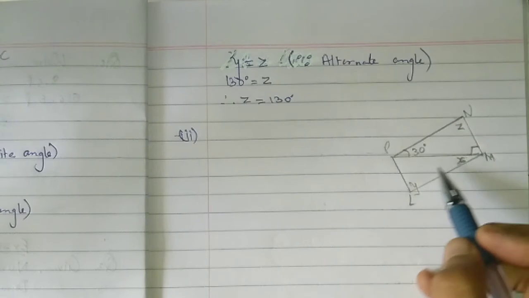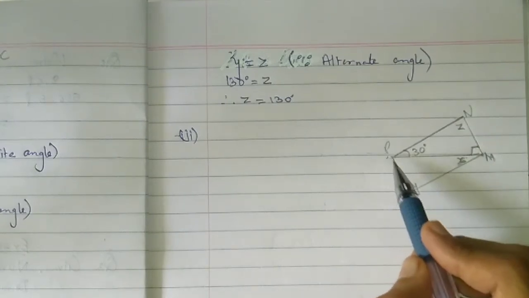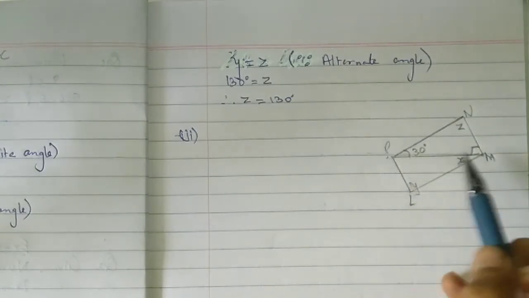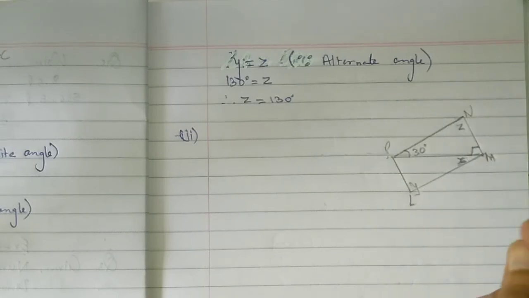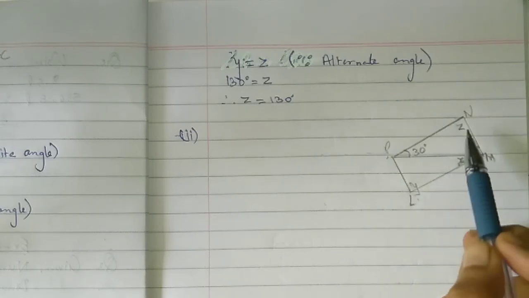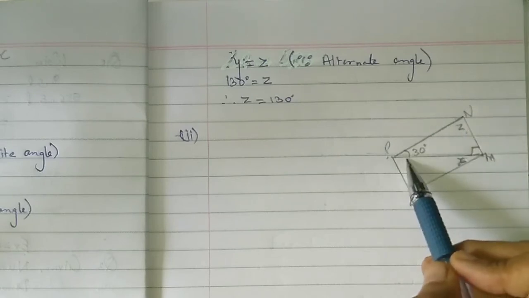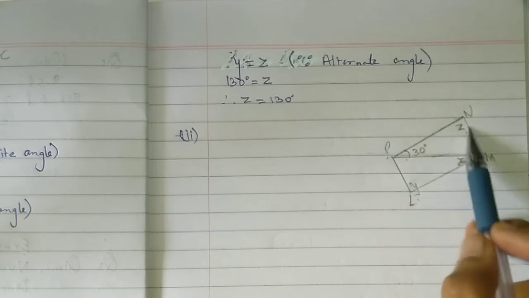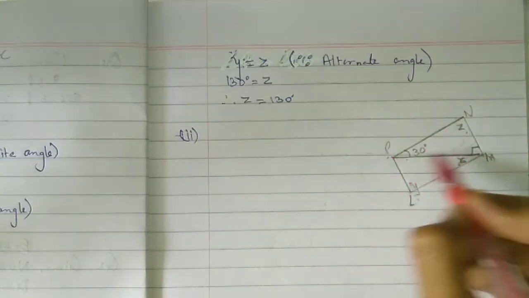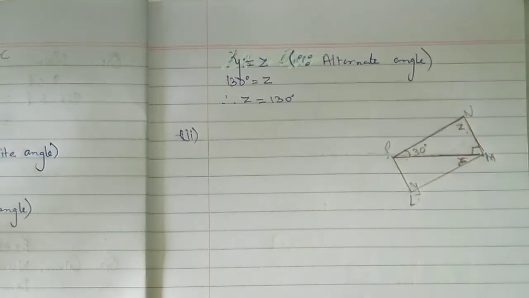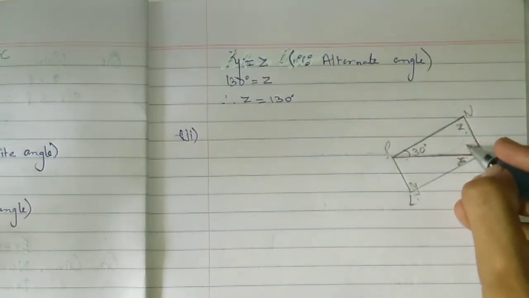Third one, in your figure it is given here parallelogram PNML. Here we have to find out x, y and z. One angle is given which is 30. Now we can find this as a triangle, triangle PNM. Now this is 90 degree.